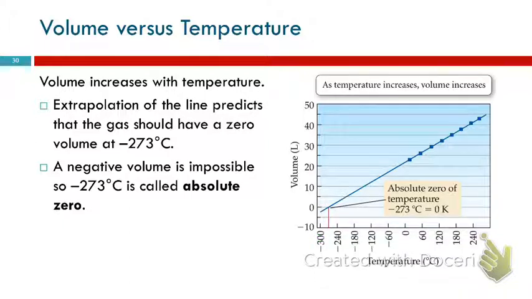Zero volume is one thing. Negative volume, wow, that is like completely out of the question, right? You cannot get to negative volume. So this is called absolute zero, the lowest theoretically possible temperature. It happens to be at minus 273 degrees Celsius. The Kelvin scale is based on absolute zero. So in the Kelvin scale, zero is at absolute zero.